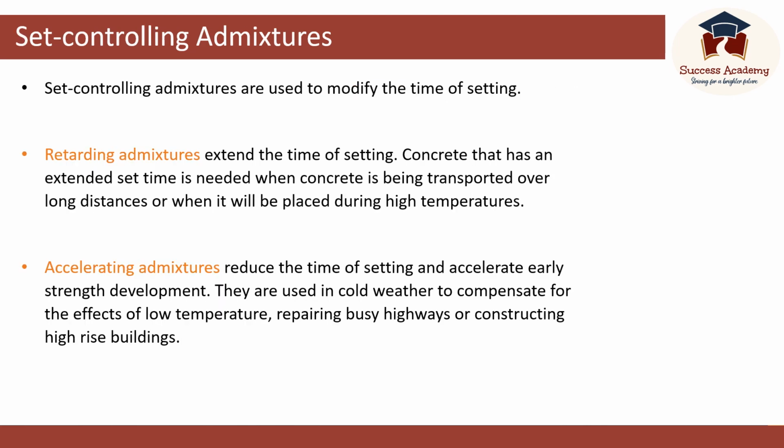The second type of chemical admixtures are set controlling admixtures. Set controlling admixtures are used to modify the time of setting. There are two types: retarding admixtures and accelerating admixtures. Retarding admixtures extend the time of setting. Concrete that has an extended set time is needed when we have to do concreting in a high temperature environment, or when we have to transport concrete over a long distance.